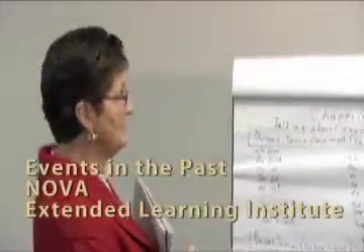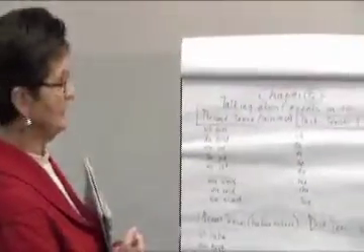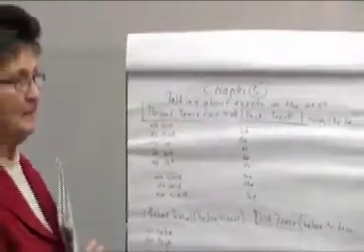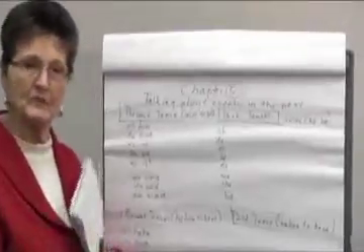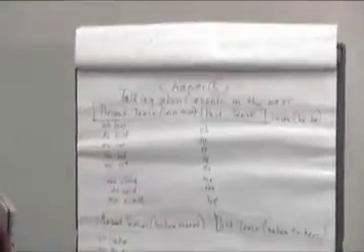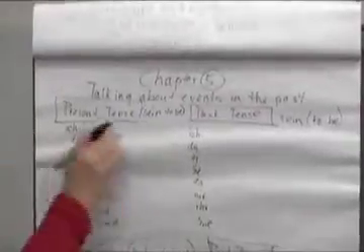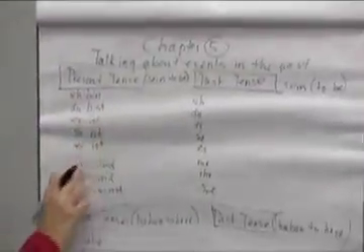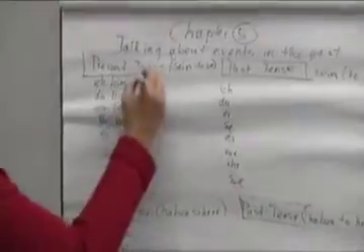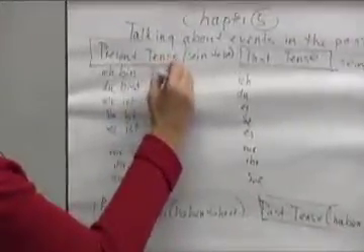Chapter 5, talking about events in the past. Let's look at a conjugation of the verb to be in the present tense and see what happens when we put it in the past. So, I wrote down the present tense to jog your memory. Ich bin, du bist, er ist, wir sind, ihr seid, sie sind. I am, you are, and so on, right?